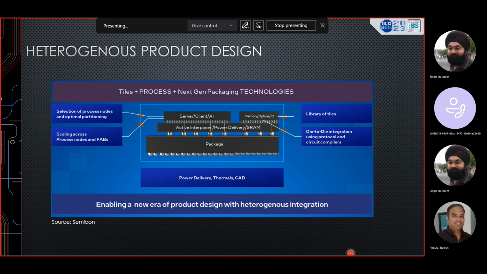And of course, we need advanced package technologies. Along with all these, we also need to think through how we are going to do power delivery and the thermal challenges. All that also has to be considered while you're doing a product design using heterogeneous integration.